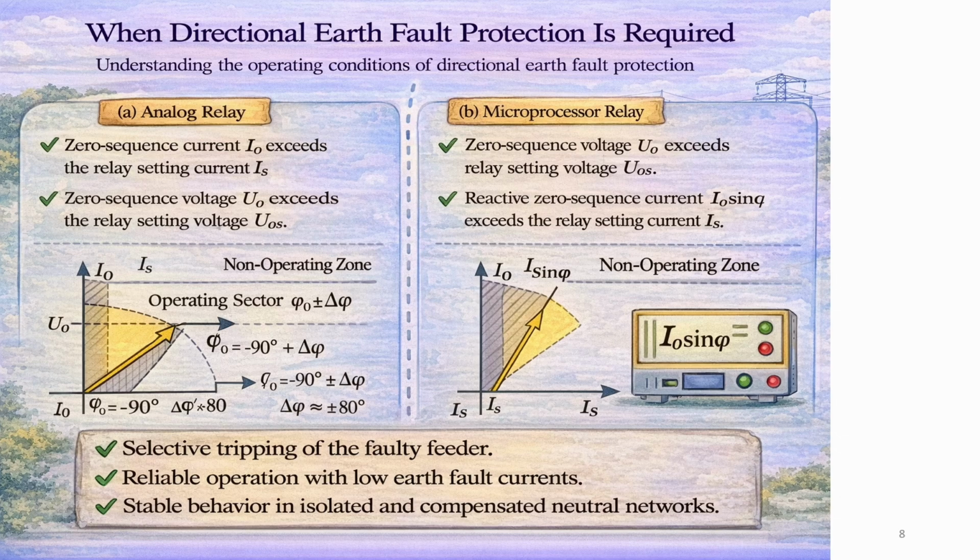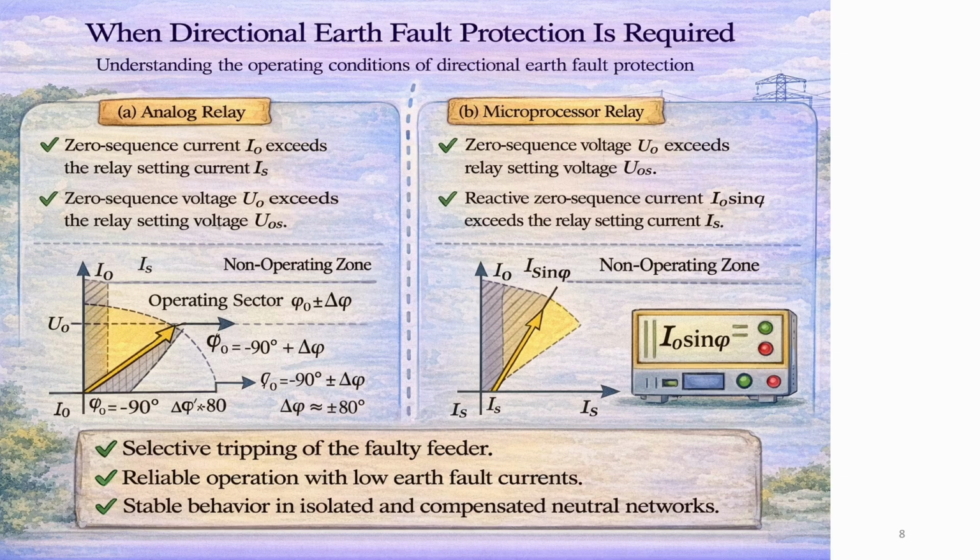Let us first look at operating diagram A, which represents an analog relay. The relay operates only when all the following conditions are fulfilled. The zero sequence current exceeds the relay setting current. The zero sequence voltage exceeds the relay setting voltage. The phase angle between the zero sequence current and voltage vector lies within the operating sector, where phi equals minus 90 degrees and delta phi is approximately plus or minus 80 degrees. Only when the current flows in the correct direction toward the fault does the relay operate.